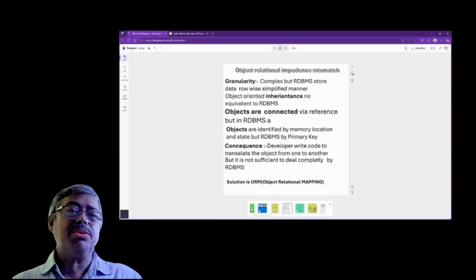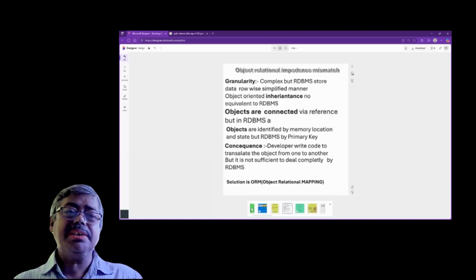Another is that objects are connected by reference, but in relational database management system, it is connected with a primary key.